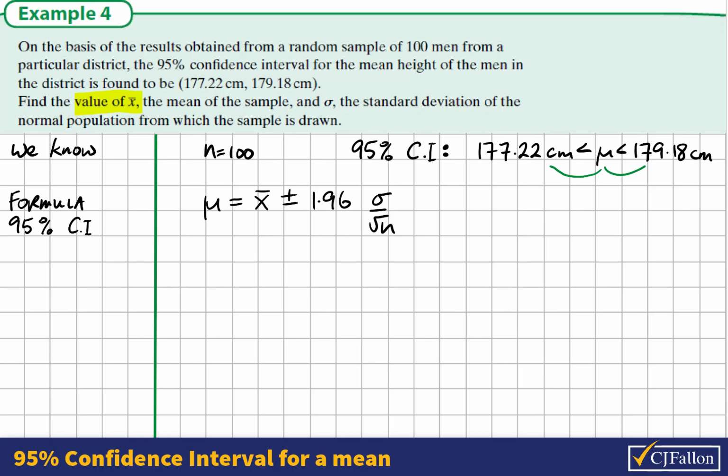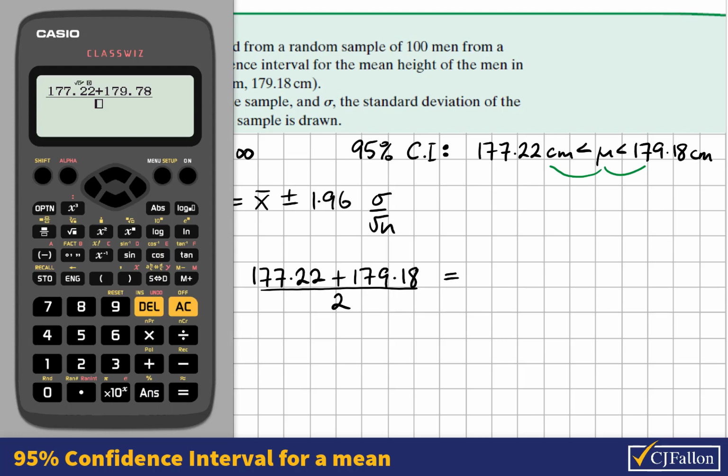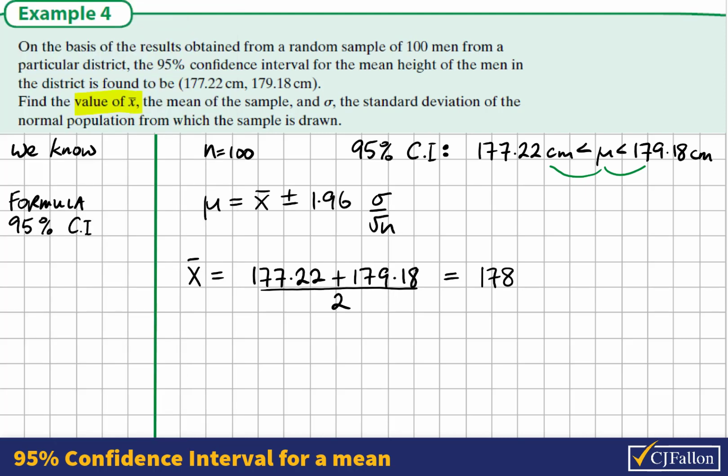So by symmetry, we could see that the average of these two limit values would be our sample mean. So we just get the average of 177.22 and 179.18. So we add them together, divide by 2, and stick it into the calculator. And we see it's 178.5 centimeters.